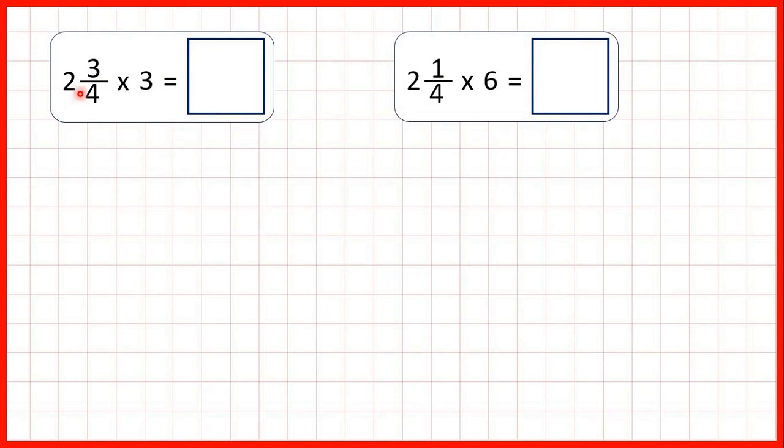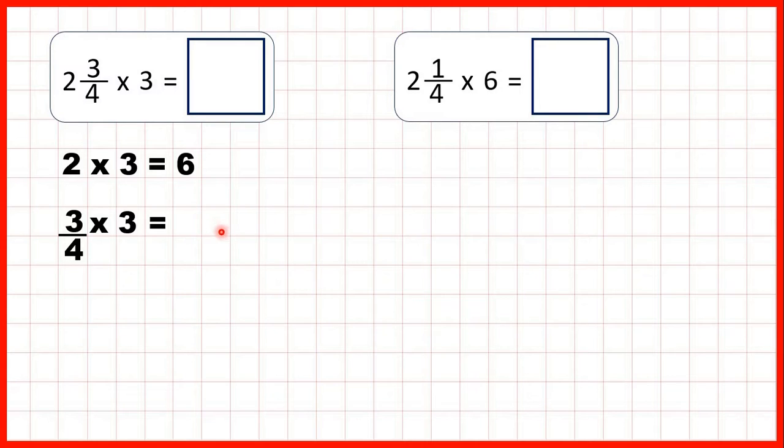Now let's multiply a mixed number by a whole number. So we have 2 3/4 times 3. Now the way I like to do this is to look at the mixed number and first multiply the whole number part of the mixed number, so work out 2 times 3, then multiply the fraction part of the mixed number, so work out 3/4 times 3, and then add up the answers. So if we look at the whole number first, 2 times 3 is 6, so then we can work out 3/4 times 3 and add up our answers.